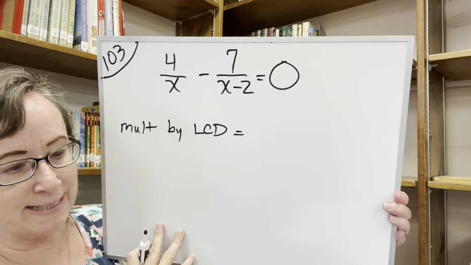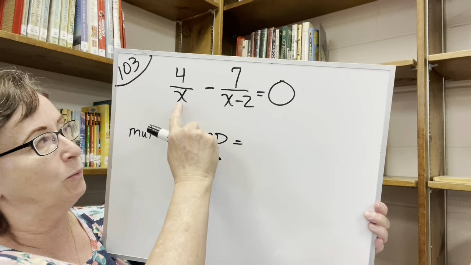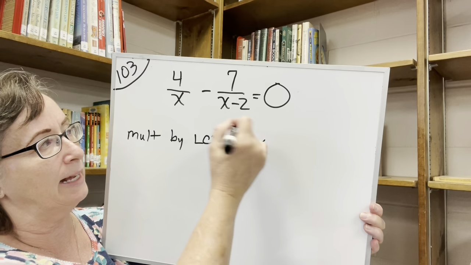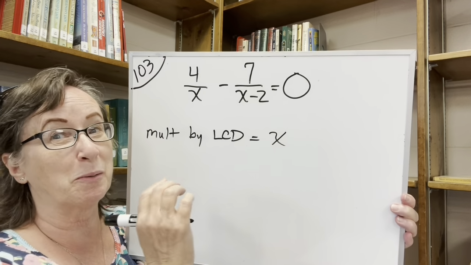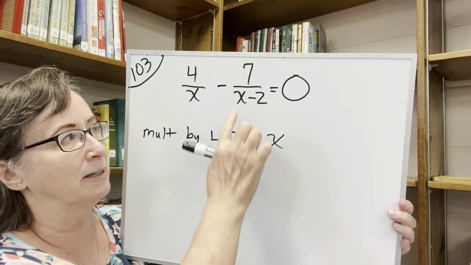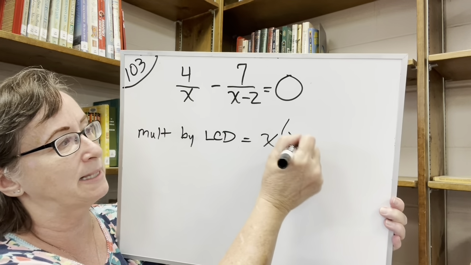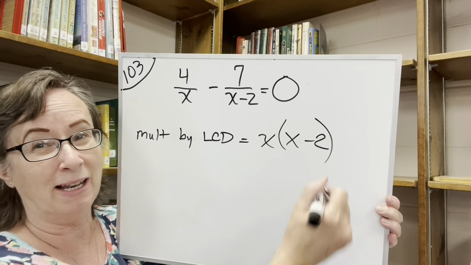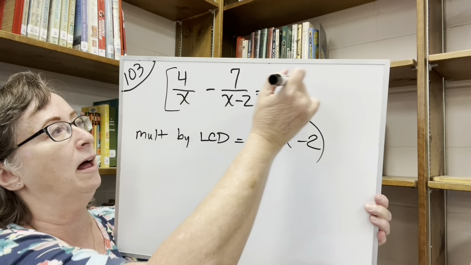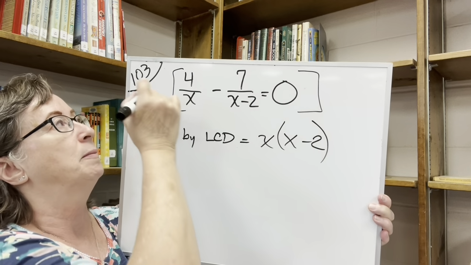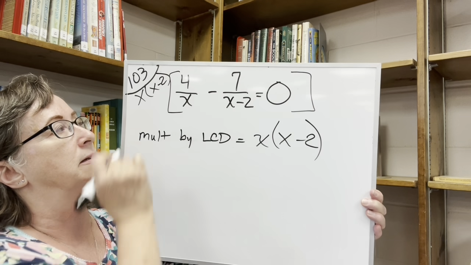Okay, so this is example number 5. We're going to multiply by the LCD, which needs an x. And remember, x is not a factor of x minus 2. I have to be able to multiply two things together to get this for it to be a factor. So x times x minus 2. That's the smallest we can get, that least common denominator. So we're going to multiply all the way across by x times x minus 2.